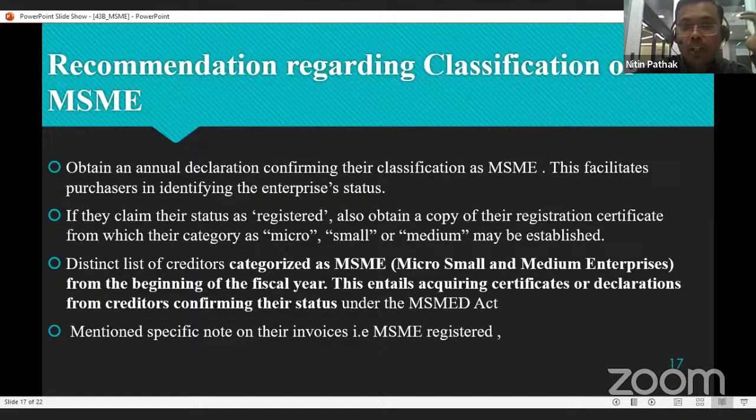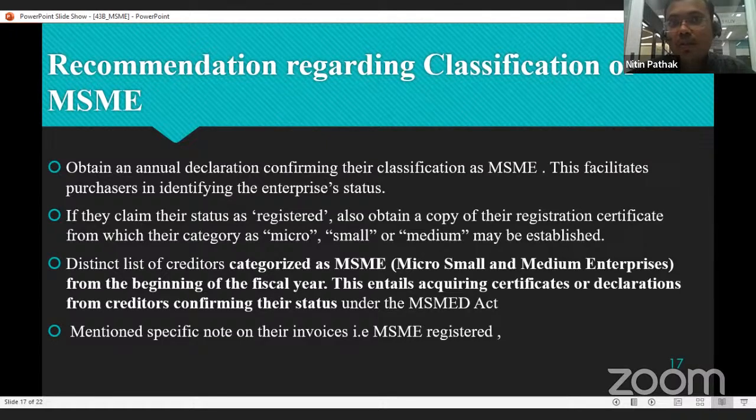Now, the recommendation regarding classification of MSME. What are the recommendations and how to deal with an MSME enterprise? Every company or enterprise dealing with an MSME enterprise needs to obtain an annual declaration confirming their classification as MSME, from their purchasing, in identifying the enterprise status.